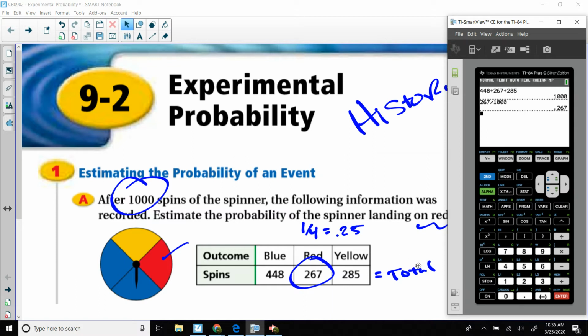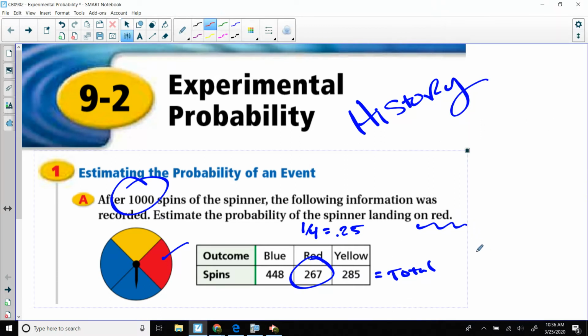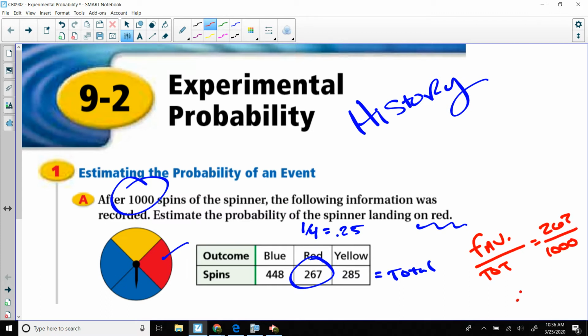So since that's my total, once again, we want to do favorable over total. So we're going to do 267 divided by 1,000. And 267 divided by 1,000 gives us 0.267. All right. So once again, we did favorable divided by total. So that was 267 divided by the total, which was 1,000. And we got 0.267. And that's the probability that I want. This can be written as 26.7%. But that's how that goes. Easy stuff. And that's that example.